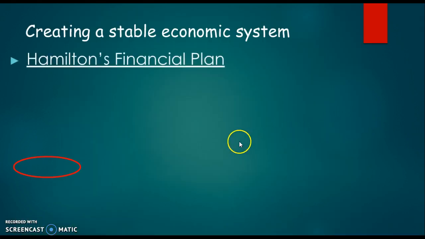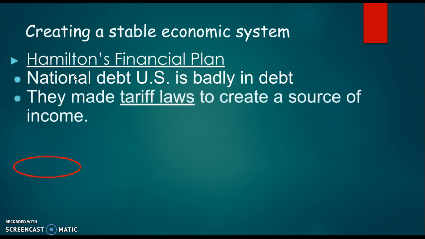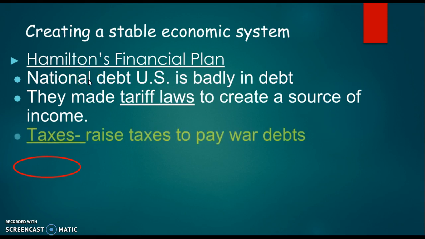Now let's try, what's the plan for creating a stable economic system? First, I want you to go to the economic part of your note sheet. You'll see a money bag there. All right, so Hamilton has a financial plan, okay? Oh, by the way, do not write anything that's not in yellow. We're badly in debt. They need to create a source of income for the United States. As you saw on the graph, there is no way that we can use the current money that we have coming in to pay off the debt that we owe.